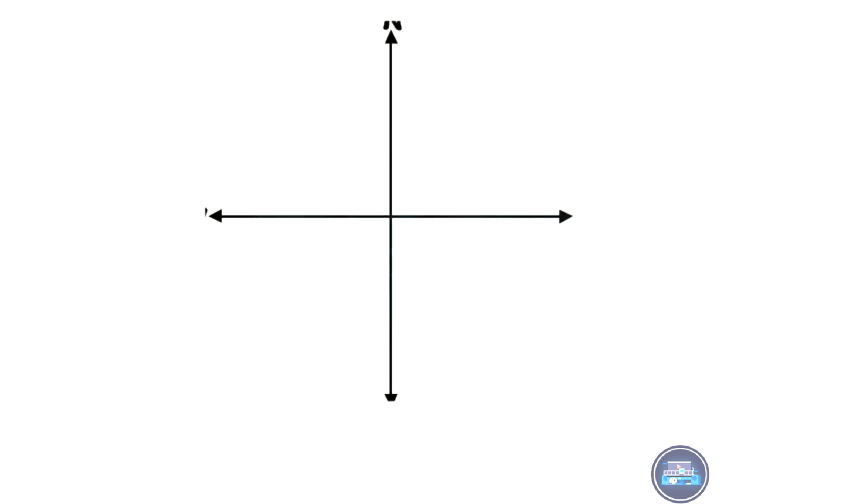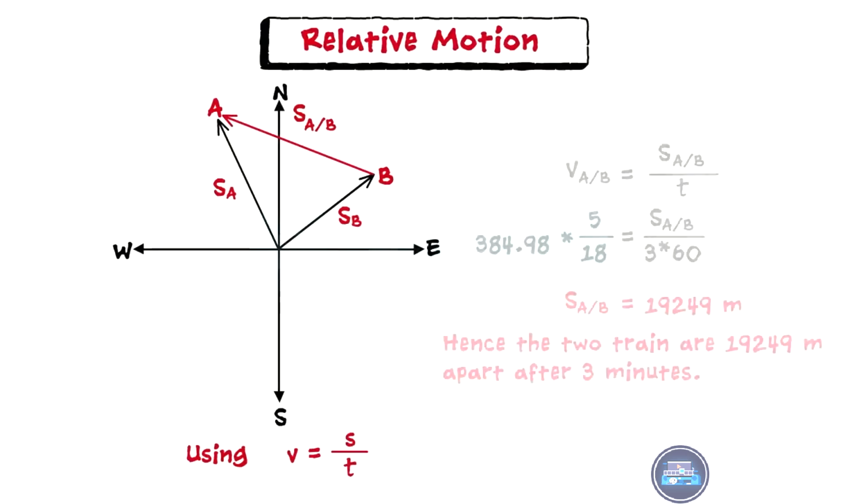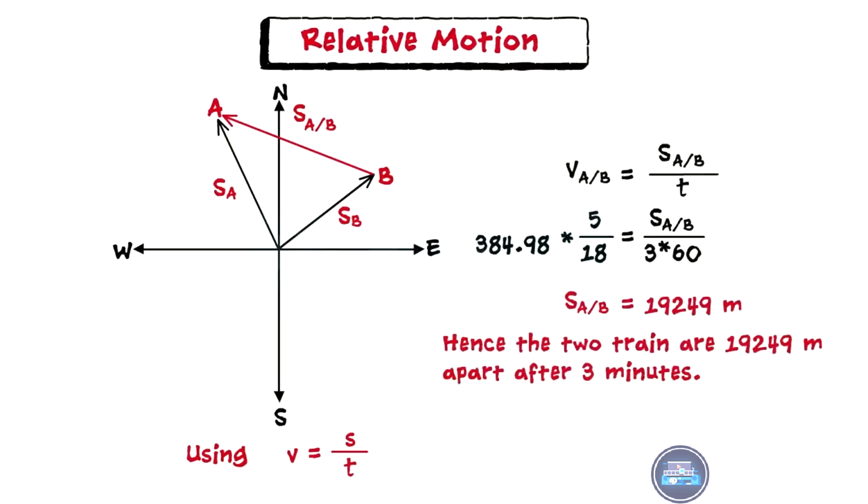Now draw the position vector of train A and train B. So the relative position of A with respect to B is shown by the vector. Now velocity is distance upon time. On substituting the respective values, we get the relative position of train A with respect to train B after 3 minutes.